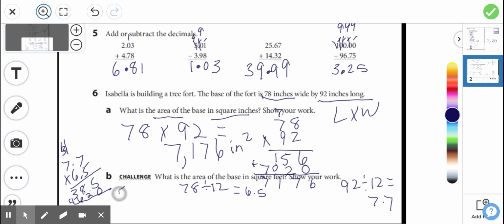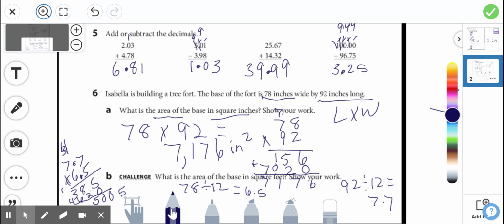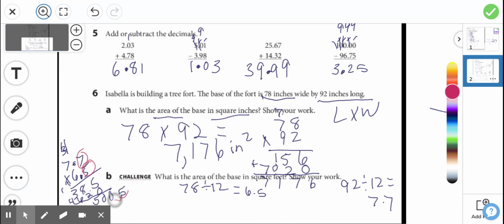So we have 5, 10, 10, and we have 2 numbers behind the decimal point. You move your decimal point. We have 2 numbers behind the decimal point. 1, 2. So that means we move our decimal point over 1, 2. So our answer is 50.05 feet squared.